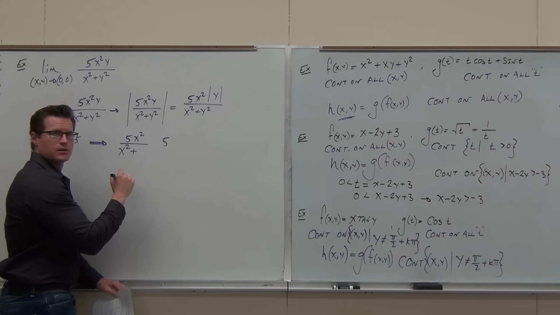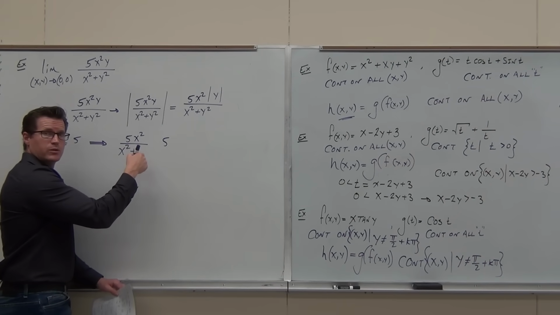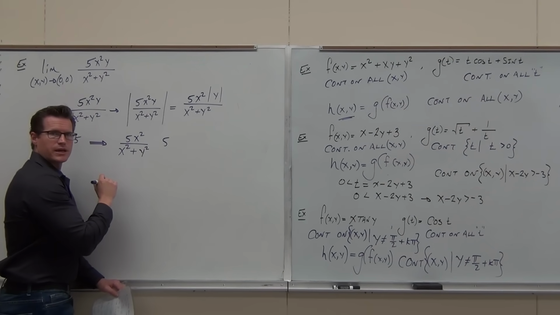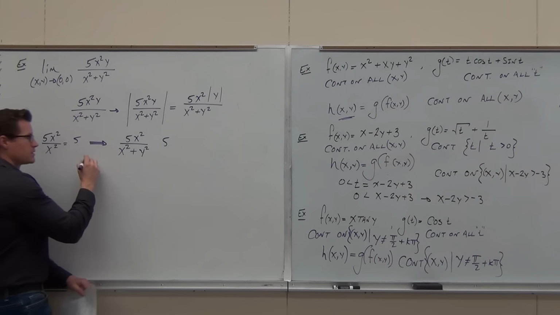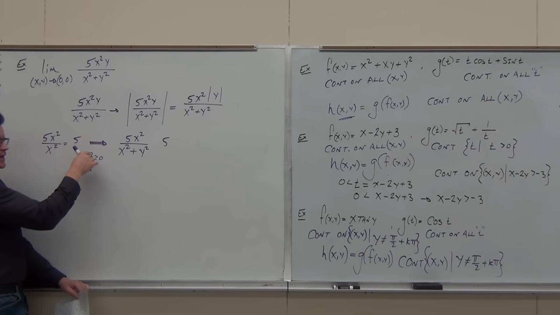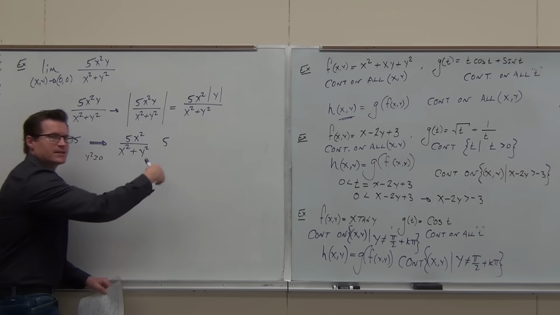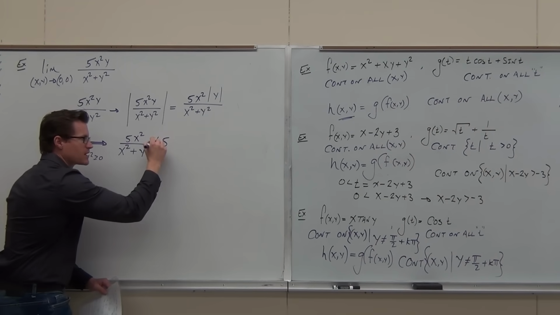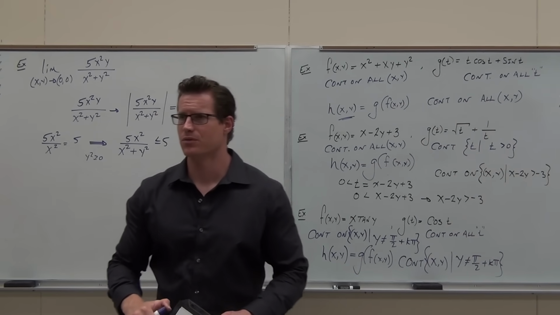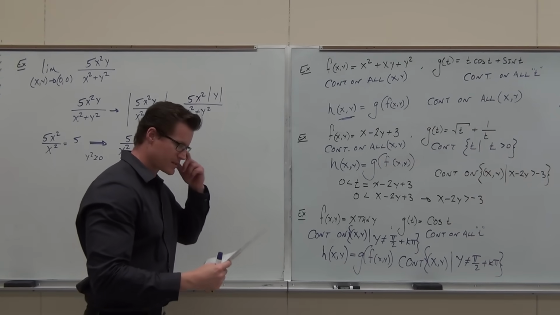What would it be? Smaller than 5. Smaller than, or if it's 0, it would be equal to 5. Does that make sense? True or false? y squared is greater than or equal to 0. So since y squared is greater than or equal to 0, if this equals 5, and I add something to the denominator, I make the denominator bigger, I make the fraction smaller, it's got to be less than 5, or at most equal to 5. Head nod if you're okay with that one. Okay, we're going to use that in a second.